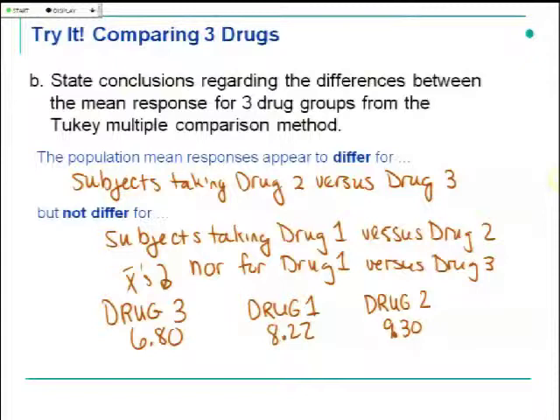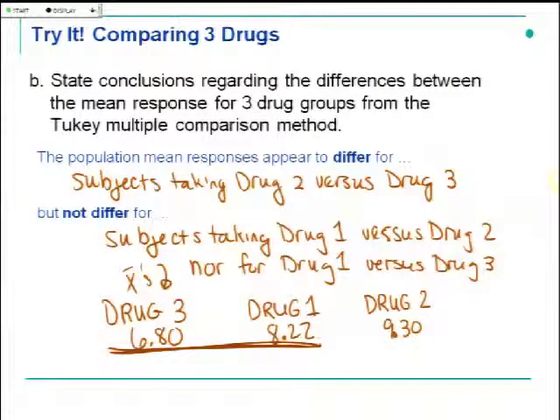So those are the 3 sample means. And the technique is to draw a line to connect any pair of drugs, any pair of groups, in which there is not a significant difference. So they basically are on the same line. And we found that drug 3 and drug 1 were not different. So those have to be connected. So let's draw a line that connects those 2.